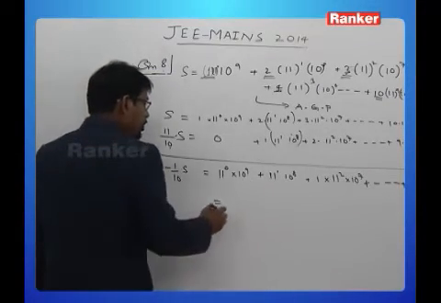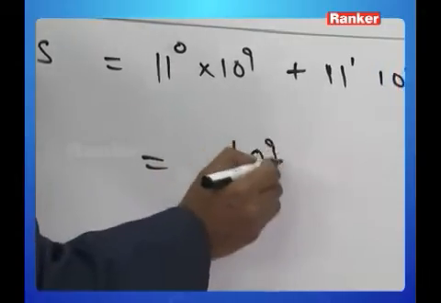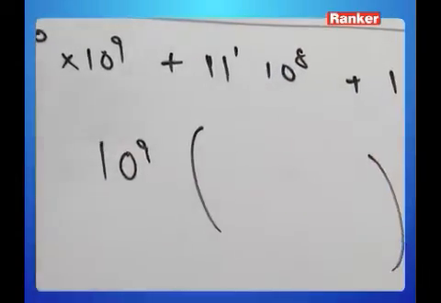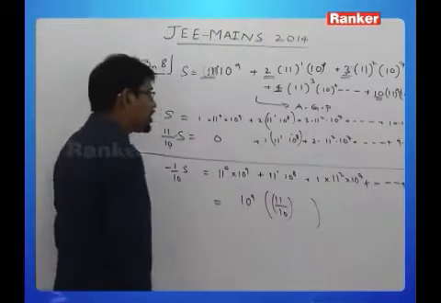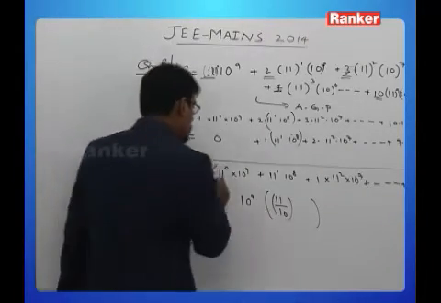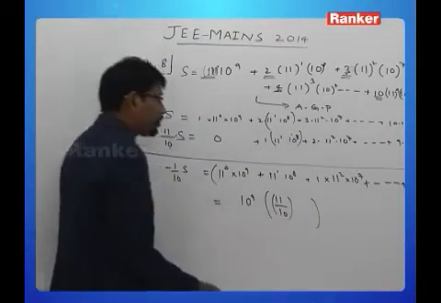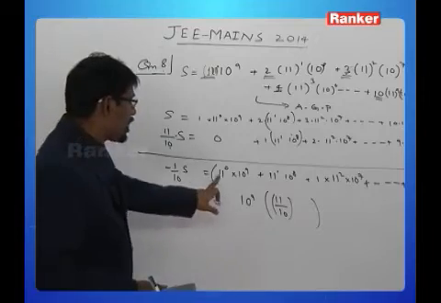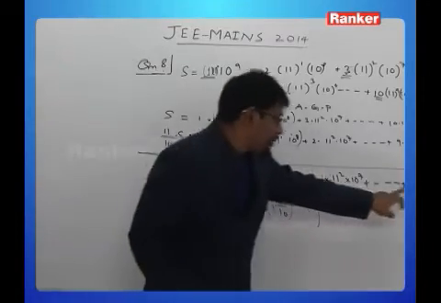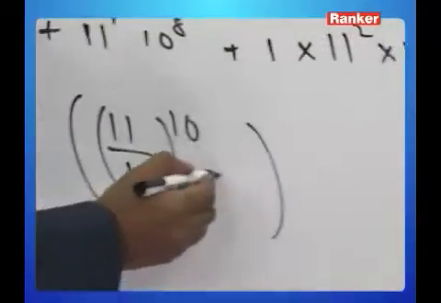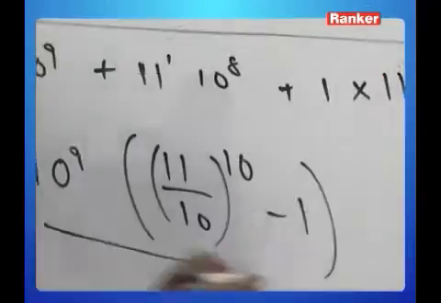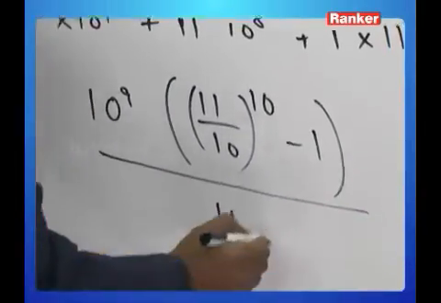What's the first term? 10 power 9 into R power, that is 11 by 10 raised to the power. How many terms do we have here? We're looking up to here. So we're starting with 11 power 0 and going on up to 11 power 9. That makes it 10 terms there. So 11 by 10 raised to the power 10 minus 1 by 11 by 10 minus 1.